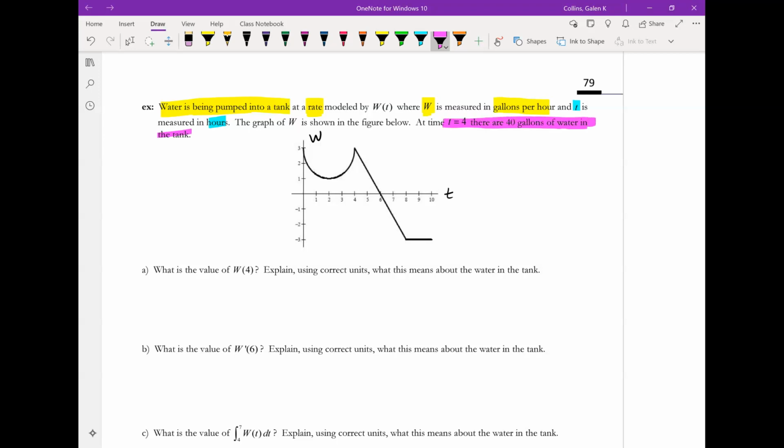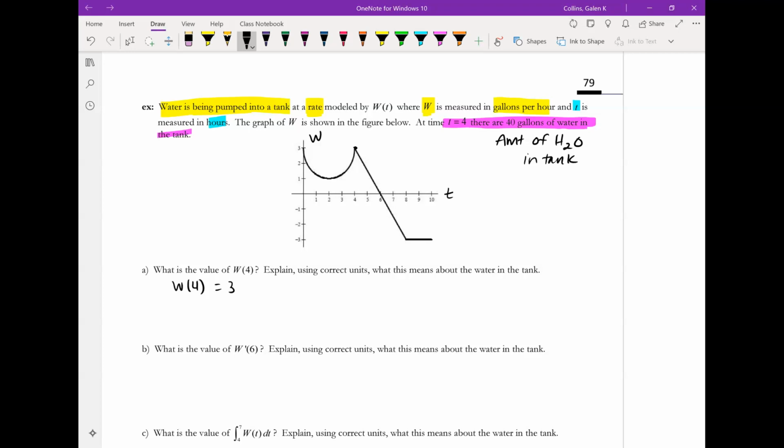So that's not a rate. That's not W of 4. That's the amount of water in the tank. I'm just going to write that out to the side. So amount of water in the tank. So what's the value of W of 4? Well, if we go up to our graph, W of 4 is 3.